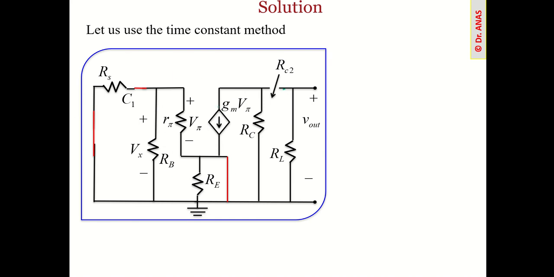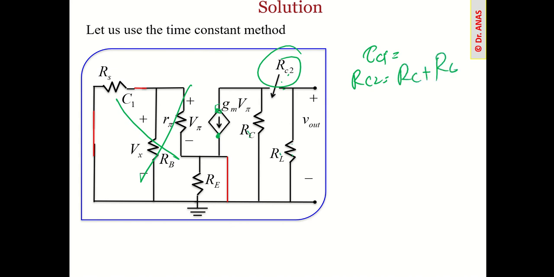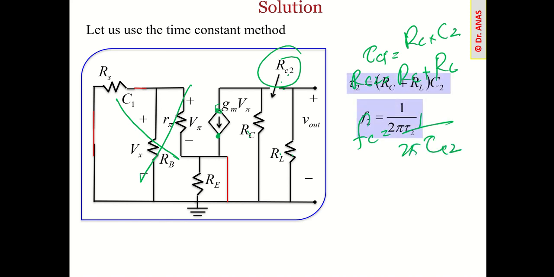Let's look at this one, C2. So again, all others will be removed. This is open circuit, so we don't need to go this way. So this tau C2 will be this resistance, which is actually what? These two are in series now. So RC plus RL. So tau will be this resistance times this value, and corner frequency will be 1 over 2 pi tau C2. So again, if you plug in the numbers, we will get this answer.